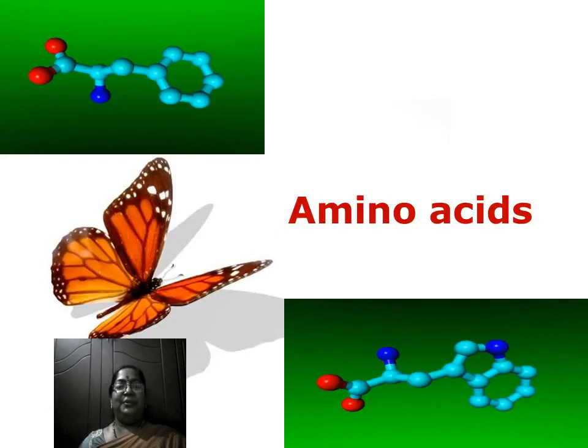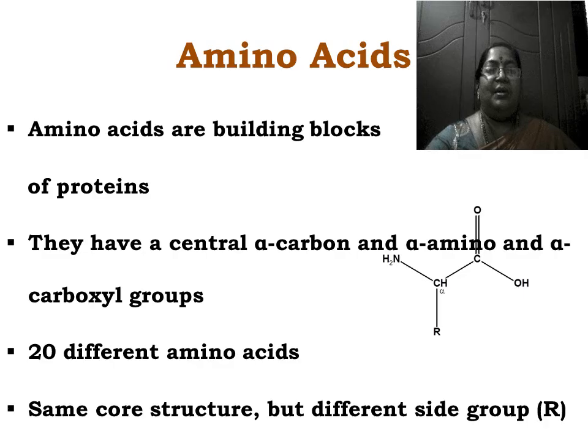Welcome to the session. Today we are going to learn about the general structure of amino acids. Amino acids are building blocks for proteins. They have a central alpha carbon, an amino group, and an alpha carboxyl group. There are 20 different amino acids.